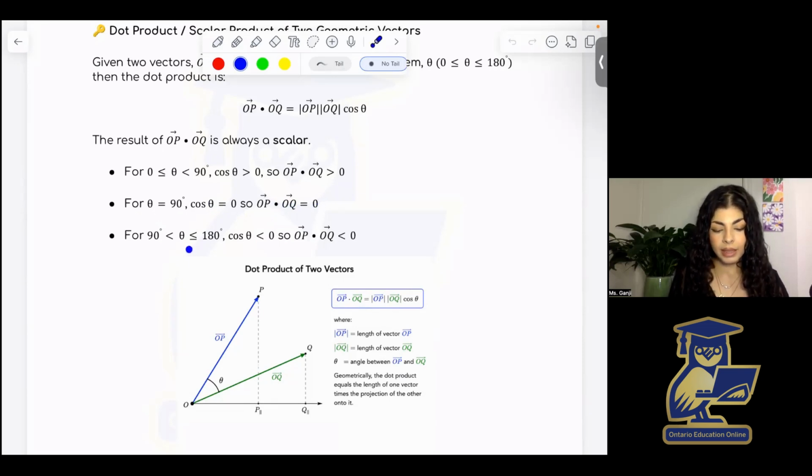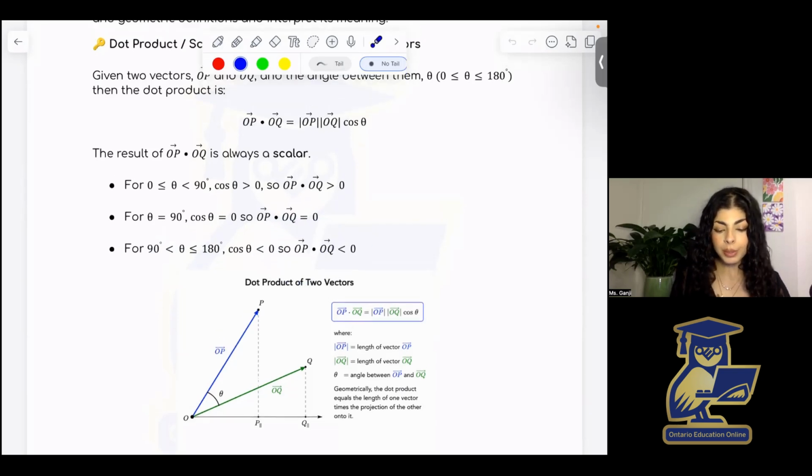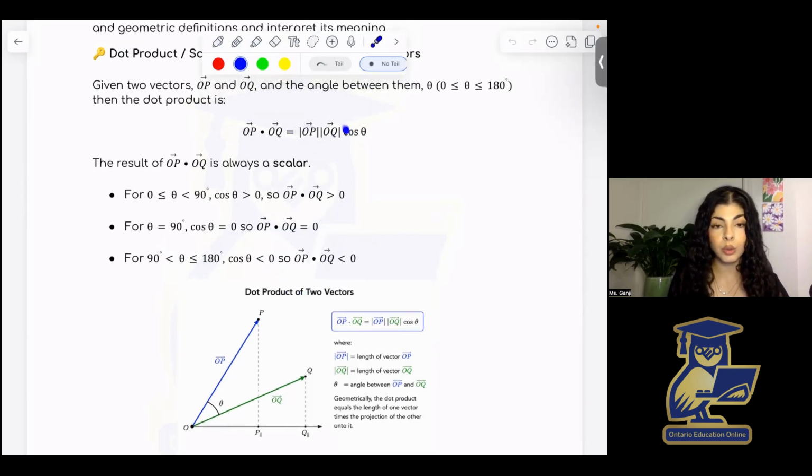And if theta is between 90 degrees and 180 degrees, inclusive of 180, then the cosine of theta is less than 0, so the dot product will also be less than 0. The reason for this is that the magnitudes are both going to be positive values. So really, what determines the sign of the dot product is the cosine of theta.